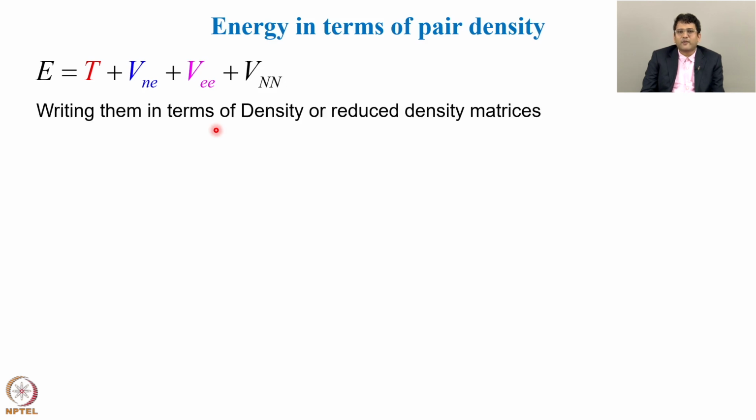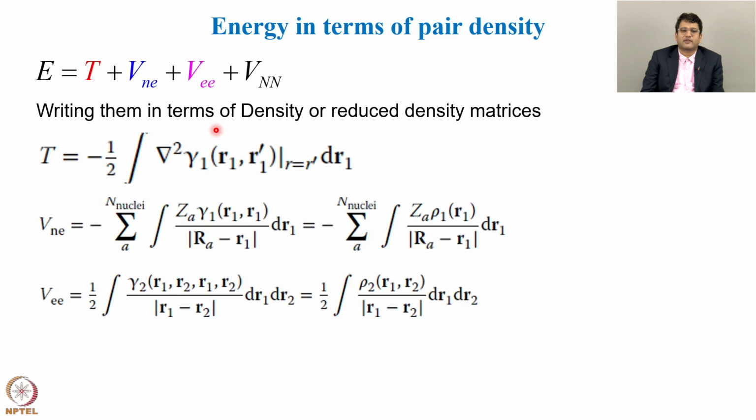So, writing them in terms of reduced density matrices, this will be the expression. I am not going to derive it. If you are interested in the derivation, you should follow Density Functional Theory by Parr and Yang. Maybe I will give a link in the slides. If you are very interested, you can try to derive it yourself. It is a good exercise, but I will not go into the derivation in this class. But what is important? Just see the form of the expression.